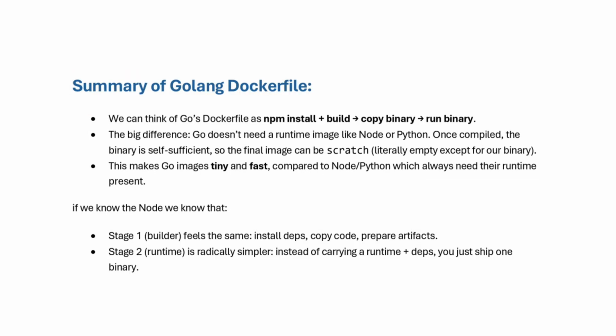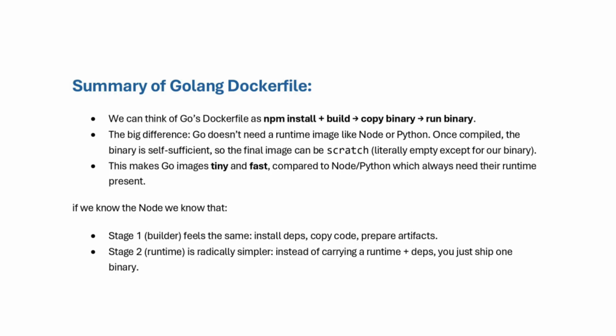Now let's understand the summary of the Go language Dockerfile. We can think of Go's Dockerfile as npm install plus build, then copy the binary, then run the binary. The big difference is Go doesn't need a runtime image like Node or Python, which is like an interpreter. Go is a compiled language. Once compiled, the binary is self-sufficient, so the final image can be scratch, literally empty, except for our binary. This makes Go images tiny and fast compared to Node or Python, which always need their runtime present.